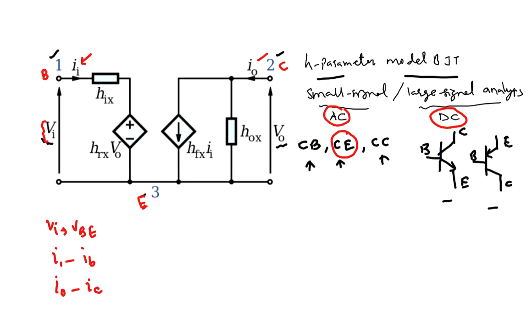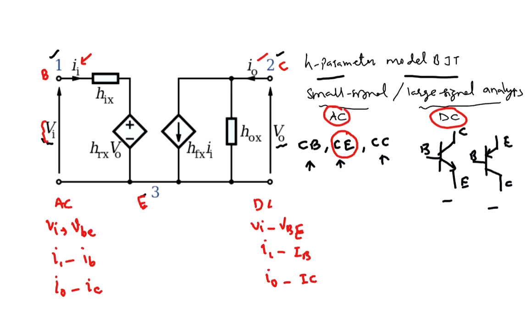For instance, let me write it properly. When I talk about VBE, I will write it in this way, in small letters. This is for the AC case, and for the DC case, I would write VI is VBE, all capital letters. Then you have II or I1, that would be my IB, the base current, and IO would be the collector current. So we continue with the explanation.